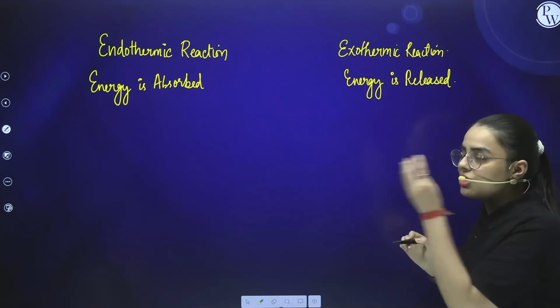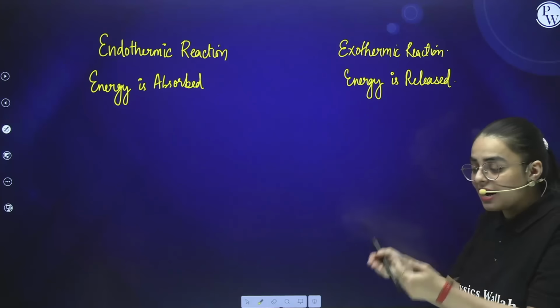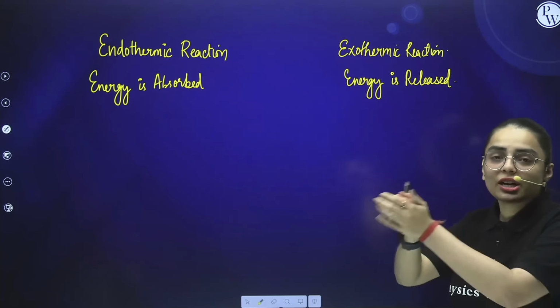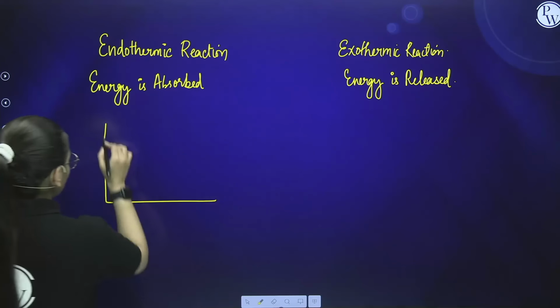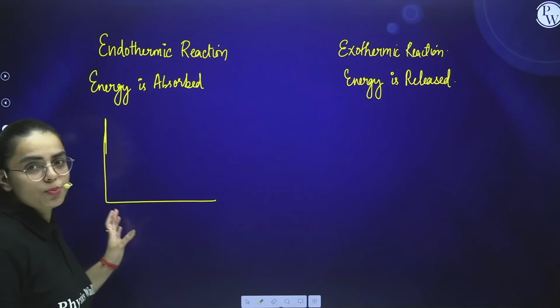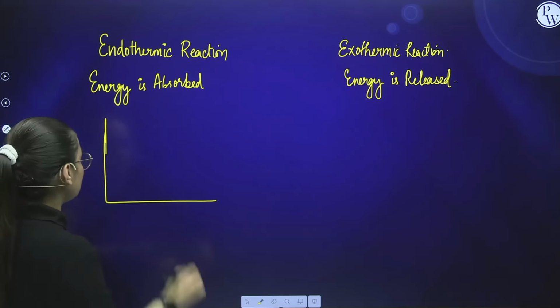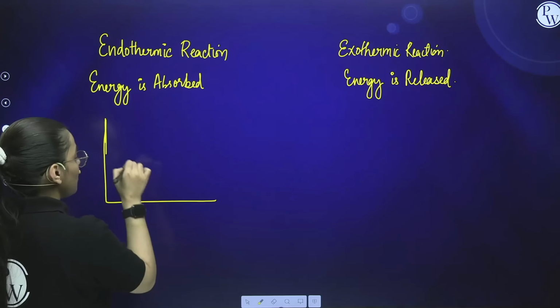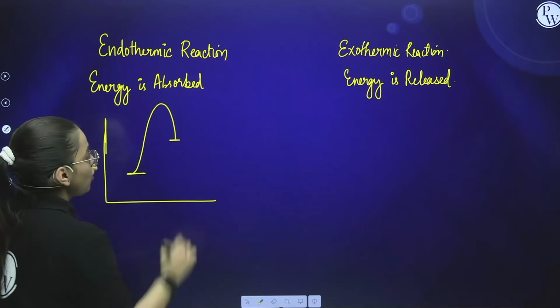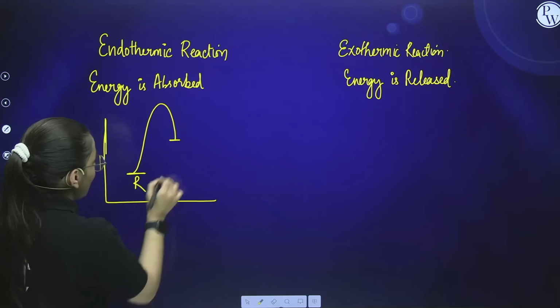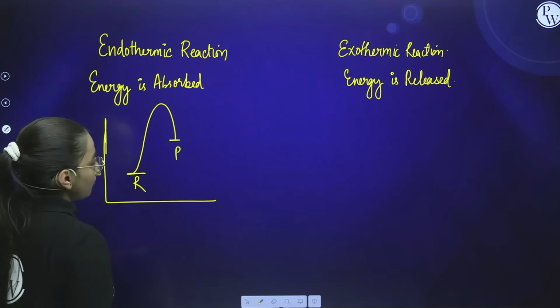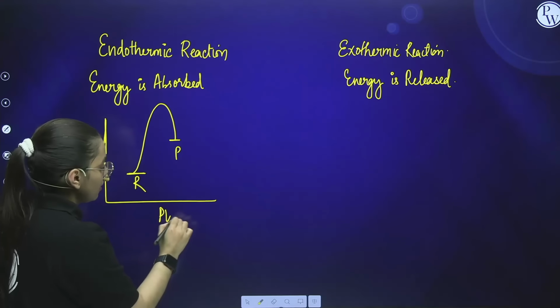Now, what happens over here? See, energy is absorbed. That means what happens? The reactants require energy and then they will convert into the product. So if I'm going to draw a graph, an energy profile diagram over here, what I'm going to see is the reactants acquire some amount of energy to get converted into product, because here energy is absorbed. Here it requires energy. This is our reactant, this is our product. It is the energy profile diagram. These are the phases over here.